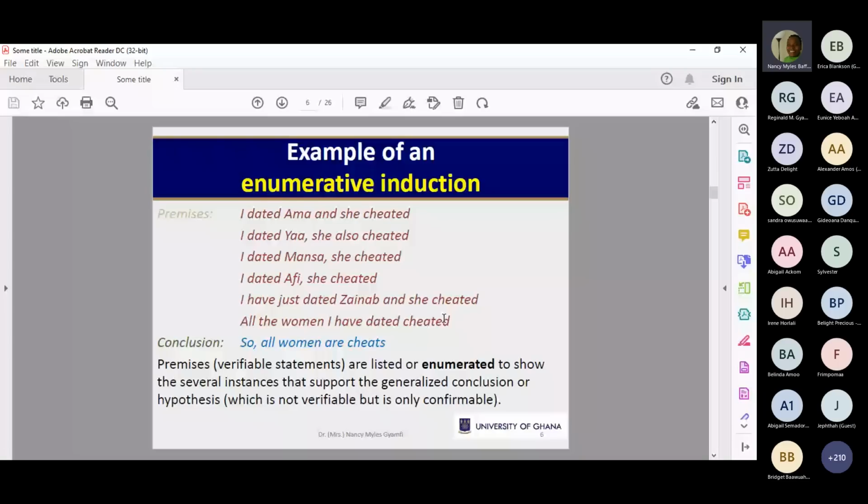All the women I have dated so far. That would mean that I have a specific number of women in mind, okay? And it would still suffice as an enumerative induction. But a typical enumerative induction pattern is what you see on the screen, where you list them.